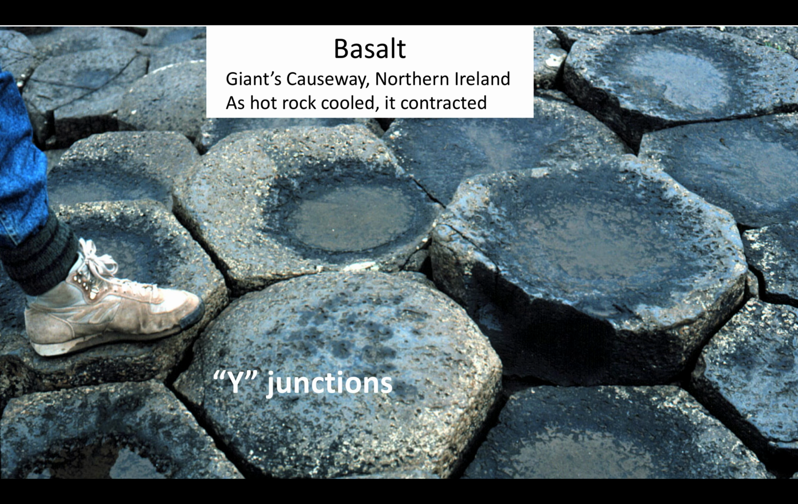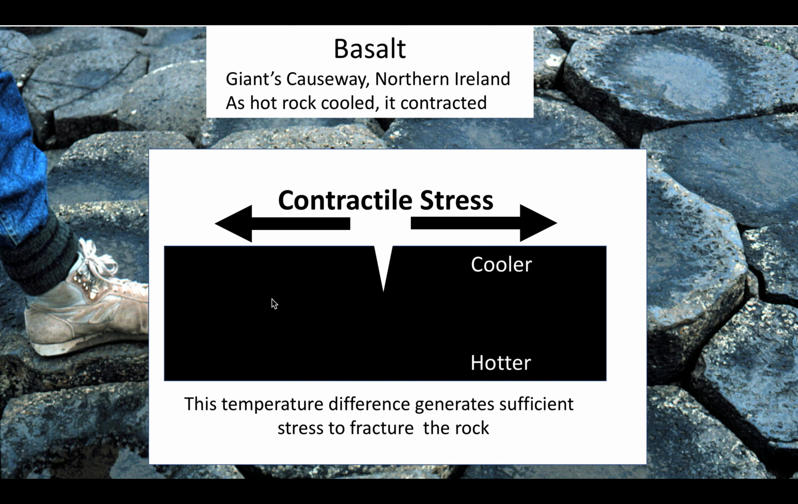This is basalt. These fractures formed after the lava had solidified into brittle rock. As the rock cooled further beyond that, it fractured. Note that there's Y-shaped fracture junctions. Contractile stress is what opened these fractures. The temperature difference at the same time within the same solid rock, that's where the stress comes from, and in this case the thermal stress was sufficient to break the rock.